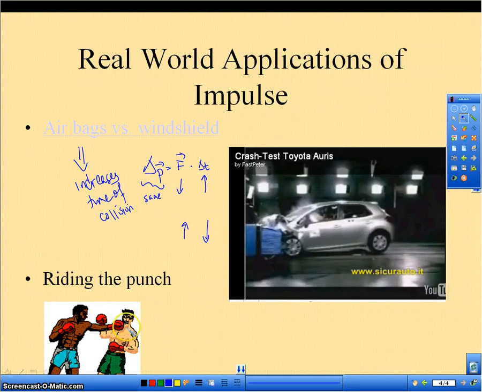When you ride the punch, what that means is that when somebody punches you, you move with their body, you move with their hand, so that you increase the amount of time that their hand is in contact with your face. And you might think, well, that's weird, I don't want to increase the amount of time that somebody punches me, but actually you do want to increase the time, because by increasing the time, you get to decrease the amount of force that that punch has on your face. So that's why you end up riding with the punch, versus just standing still and allowing them to punch you very quickly. You actually get a lot more force applied to your body if they're allowed to contact your face for a very short amount of time.